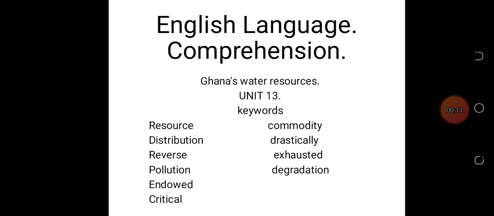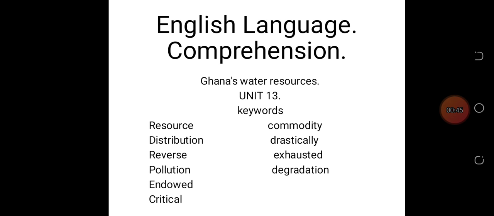We have comprehension. And for our lesson today, we are going to look at the topic Ghana's water resources. We all know how important water is, how useful water is, how we cannot live without water.